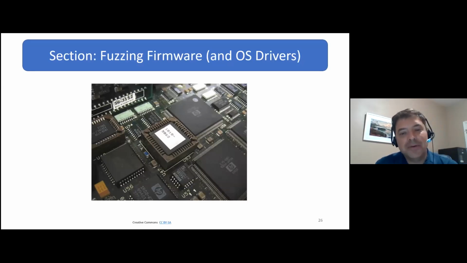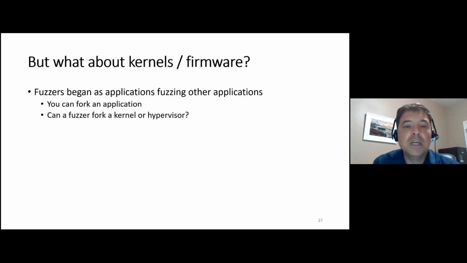So that was kind of fuzzing 101, but let's say we want to target firmware or OS drivers. What if we want to target code that's just not a basic application? Fuzzing at its core is typically forking applications. But if we're talking about kernels, can we fork a kernel? Can we fork a hypervisor?